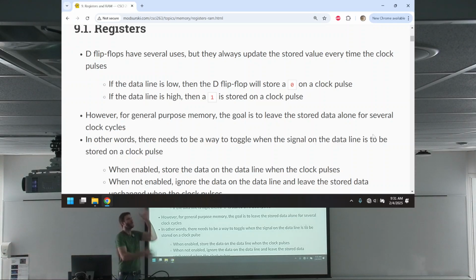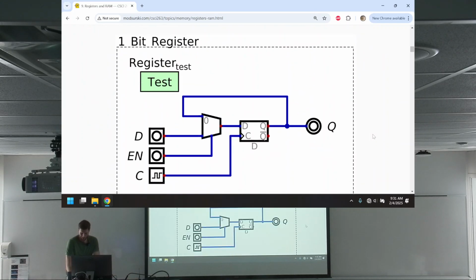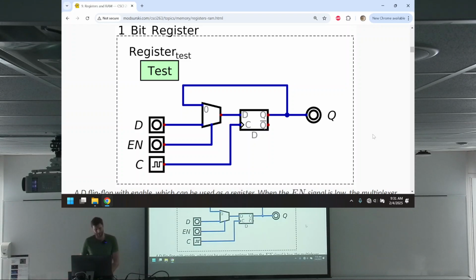So there's all this data on the bus all the time, but we might not want the data from the bus to be put into the register. But the way the D flip-flop is designed is whatever data is there, every time there's a clock pulse, it gets latched in. We don't want that to happen. We want a little bit more control. So what we do is something like this.